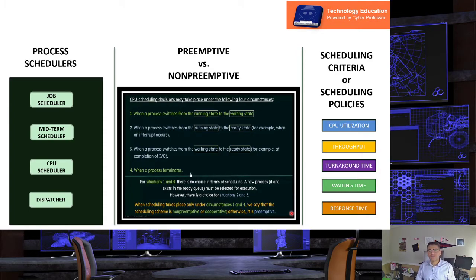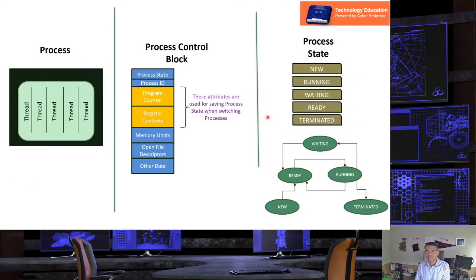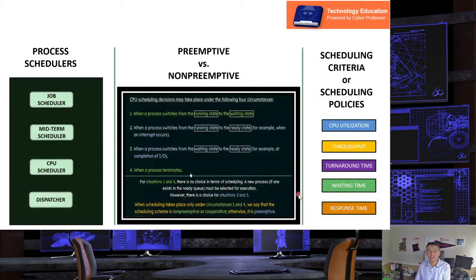Preemptive versus non-preemptive. CPU scheduling decisions may take place under the following 4 circumstances. There are 4 different scenarios that we are going to describe. The first one is when a process switches from the running state to the waiting state. Remember, we talked about the different process states here. New, running, waiting, ready, terminated. Those are the different process states, right? So the scenarios that are being described here are, number 1, when a process switches from the running state to the waiting state.